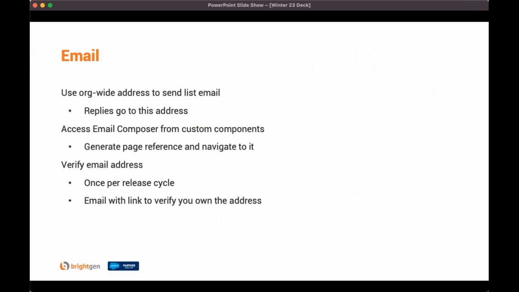Some email changes. Users can now use org-wide email addresses to send list emails. However, they should realize that if they do that, replies will go to that address as well, not to them. You can now access Email Composer from custom components, because programmatically you can generate a page reference and then navigate to that. And we've mentioned before around verification of email addresses. So once per release cycle, there is a requirement to verify the email addresses that emails are being sent from. So when this is required, you'll receive an email with a link to click to verify that you still own the address. Shouldn't take too long, I wouldn't have thought.